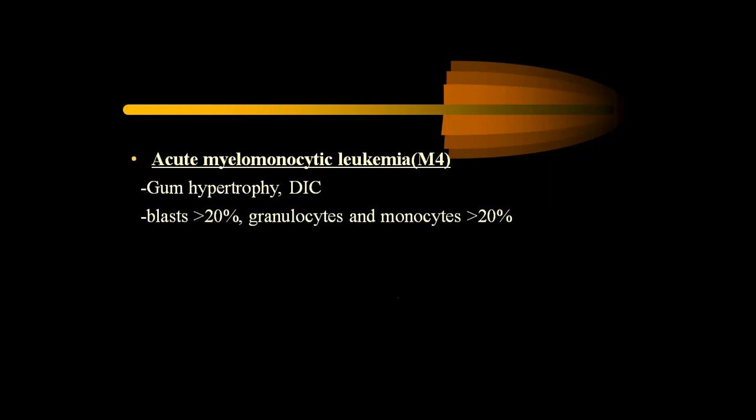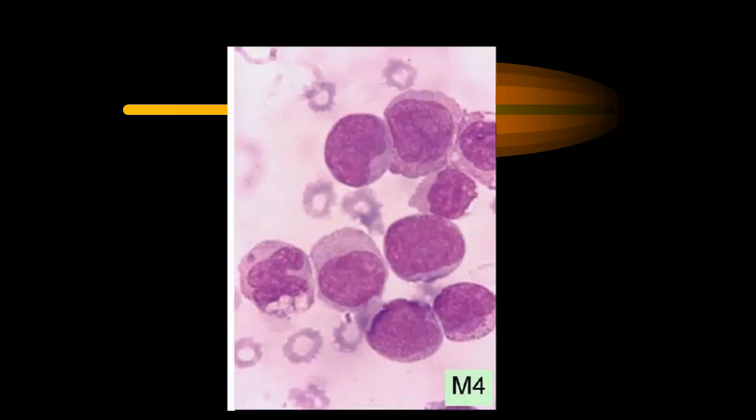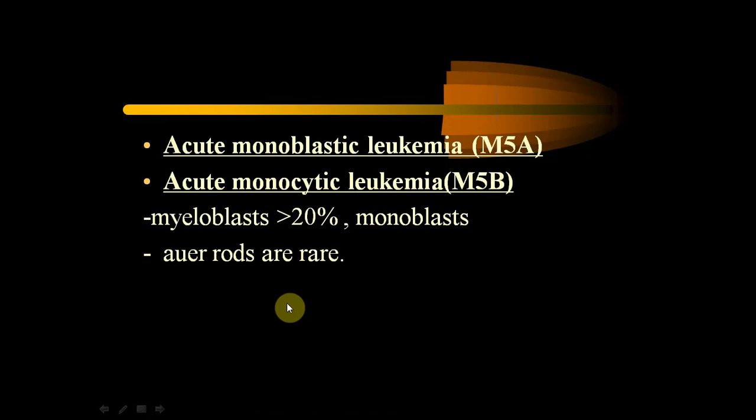M4 is acute myelomonocytic leukemia. These patients have gum infiltration. The blasts will be infiltrating the gums of the oral cavity, so gum hypertrophy will be there, and they also have disseminated intravascular coagulation. Blasts are more than 20%. Granulocytes and monocytes are more than 20%. So you can see along with the myeloid blast, you're seeing a lot of monocytes which have a convoluted nucleus and a lot of vacuoles.